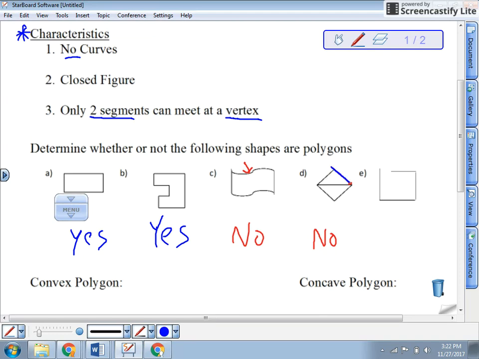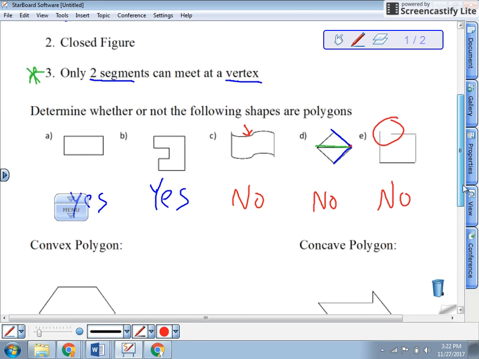Here's one segment that meets there. There's two segments that meet at the vertex. But if you look, there's a third segment that also meets there. So this does not meet that third criteria. So that is a no. And then finally, this one is also a no because it's not a closed figure, all right? It's open right here. So that is a no.